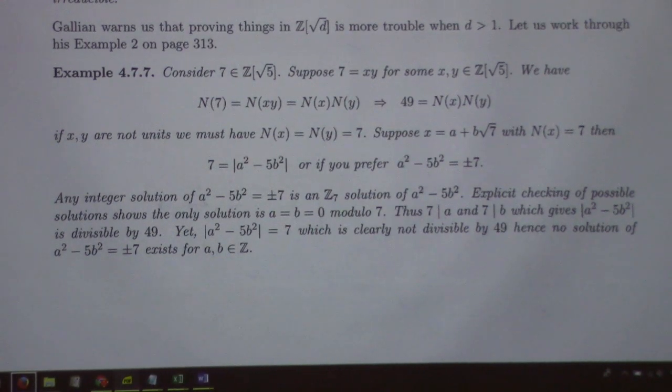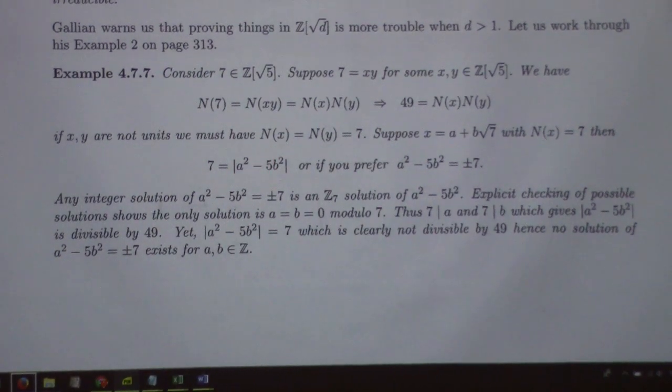And the question I'm asking is, is 7 irreducible, right? Well, if it is, then we can find x and y such that 49 is equal to the norm of x times the norm of y. And we want neither x nor y to be units, so that means that we need both of these to be 7, right? So then we're looking to solve 7 is equal to the absolute value of a squared minus 5b squared in this context. Or if you prefer, a squared minus 5b squared is plus or minus 7.